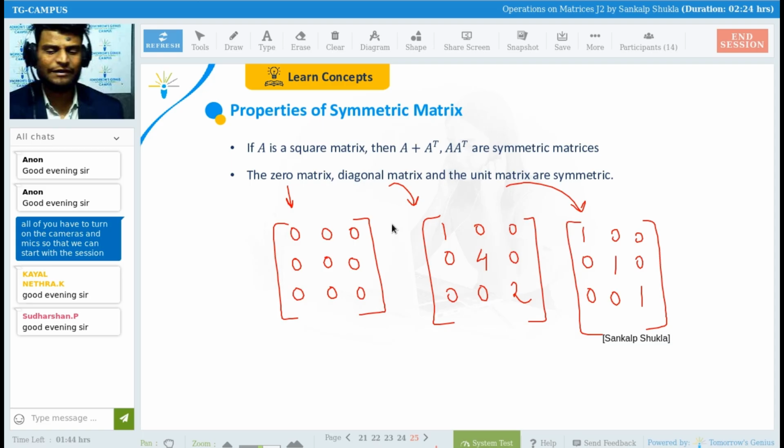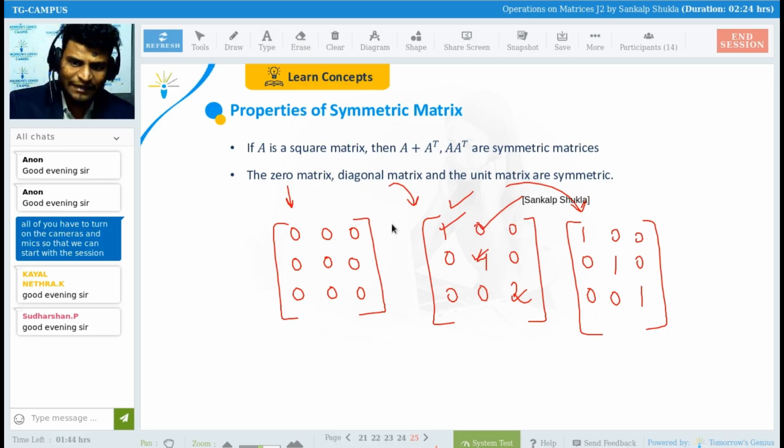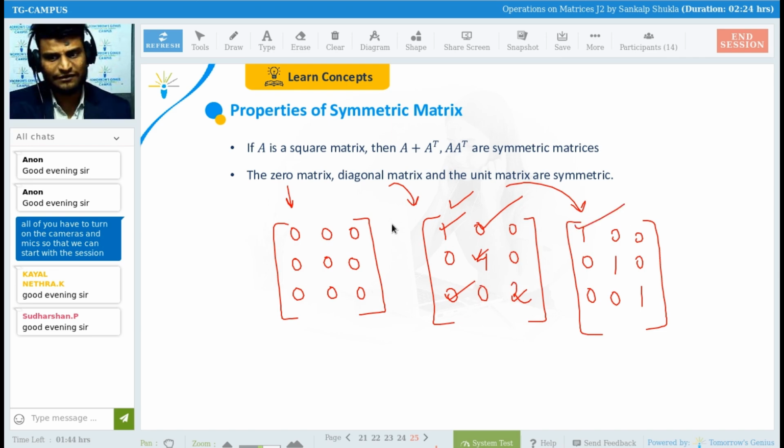Now, if you look carefully, if we talk about the diagonal matrix, this is A11, this is A22, this is A33. We don't have to look at those. If you pick any other element, it is obviously equal to 0. Same goes in this case. If you pick any element except the elements in the diagonal, you are going to get the same answer, that is 0. And here each and every element is 0. So that is why the zero matrix, diagonal matrix and unit matrix are symmetric.